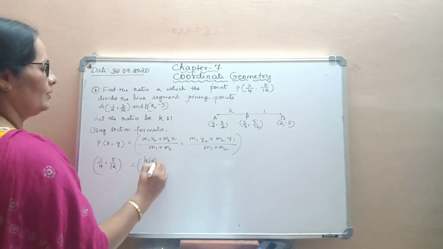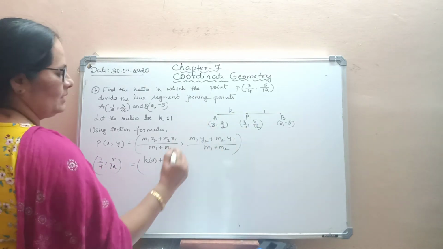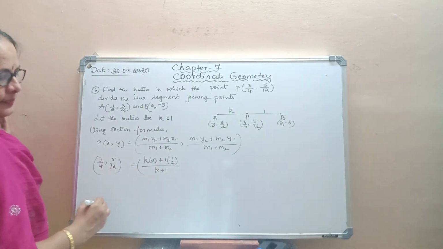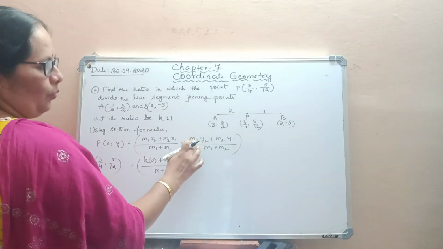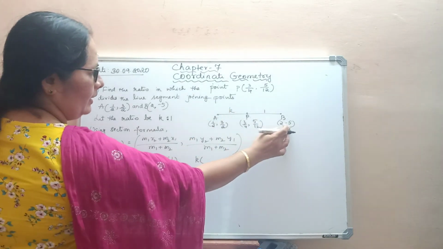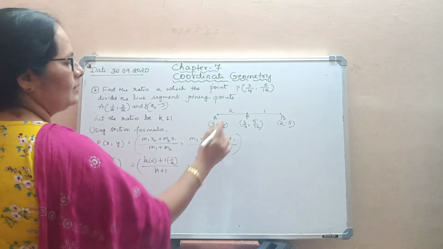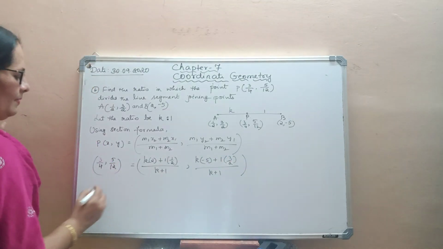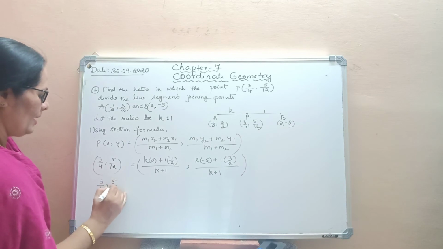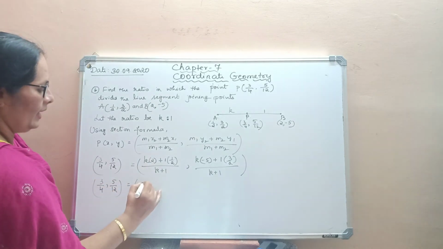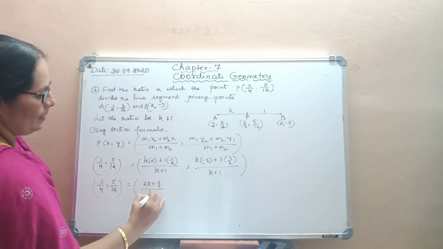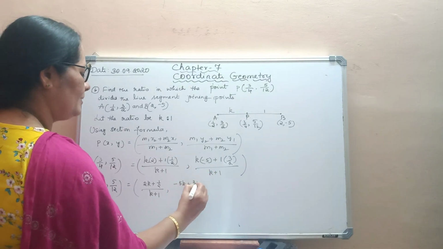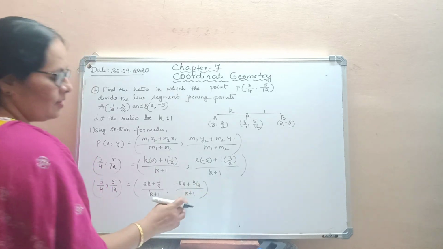x2 is 2, then m2 is 1 and x1 is 1/2, divided by m1 plus m2, that is k plus 1. Then next, m1 is k, y2 is -5, plus 1 into 3/2, that is y1, divided by k plus 1. Now we simplify. (3/4, 5/12) equals (2k plus 1/2) divided by (k plus 1), this is the x coordinate. Then (-5k plus 3/2) divided by (k plus 1), this is the y coordinate.